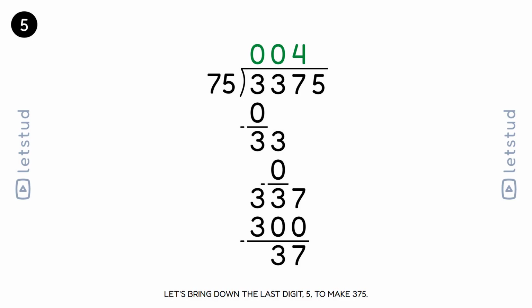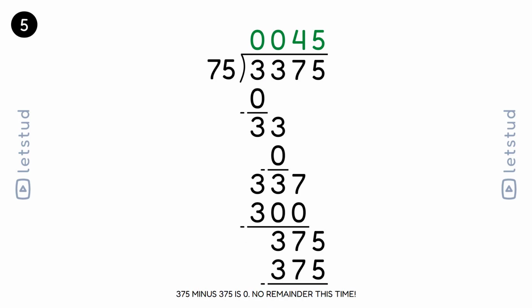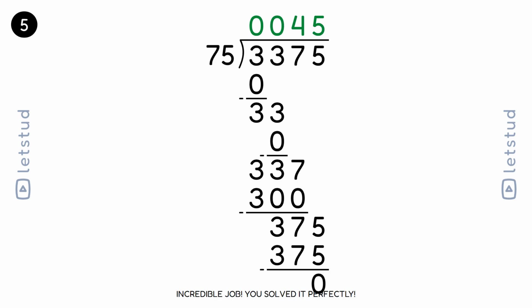Let's bring down the last digit, 5, to make 375. Our final number is 375. Let's divide 375 by 75. We brought down the last 5, making it 375. 75 goes into 375 exactly 5 times. 5 times 75 is 375. 375 minus 375 is 0. No remainder this time. Incredible job, you solved it perfectly.